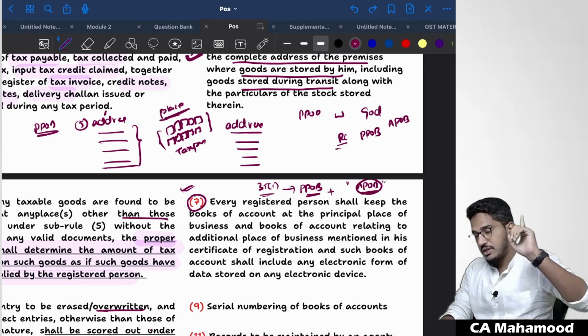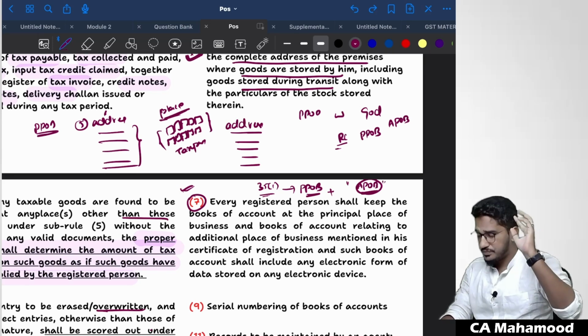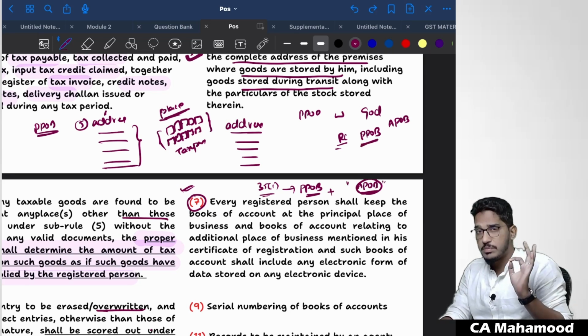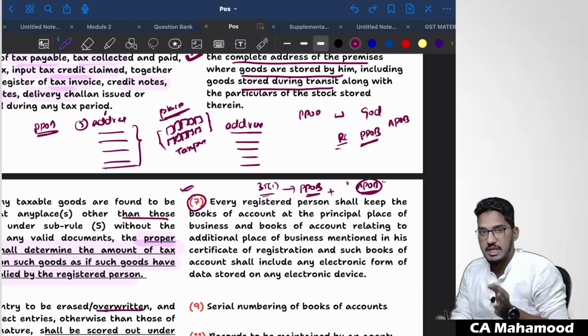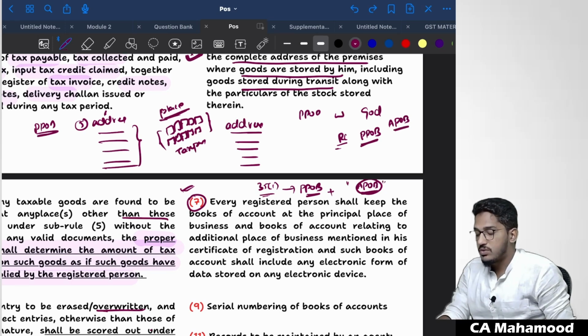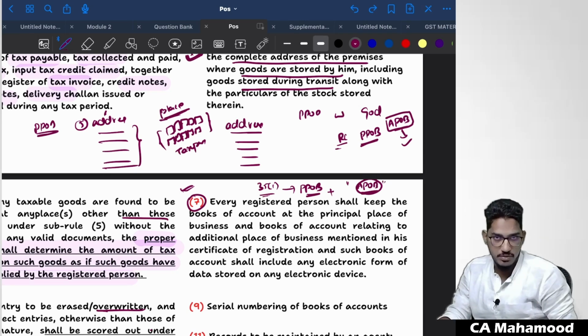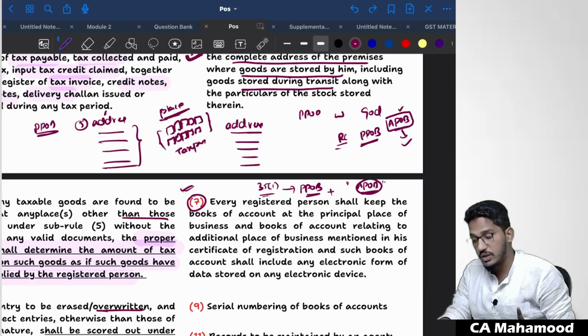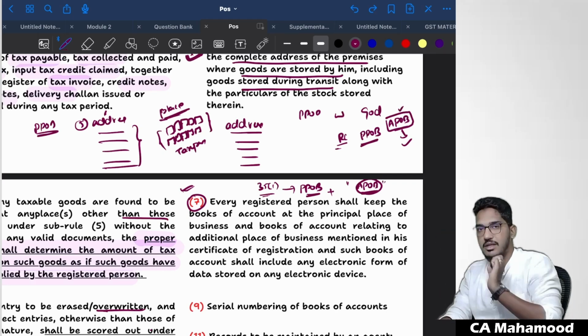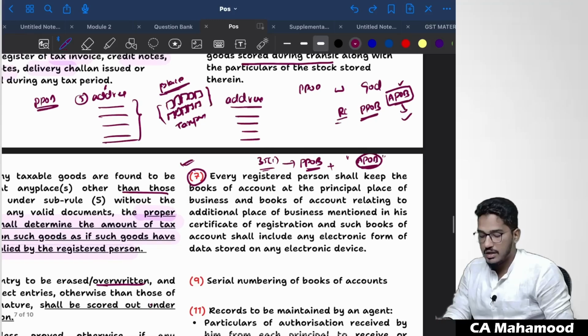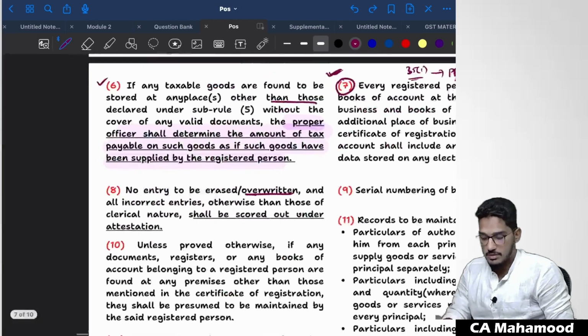So section 35 told that generally you have to maintain all books at the principal place of business, but this sub rule 7 has given relaxation. Whatever accounts relating to the additional place of business are there, they can be kept at that additional place of business. No need to bring them to the principal place of business. Accounts related only to that additional place of business can be maintained at that additional place of business. Clear? So that relaxation is given under sub rule 7.